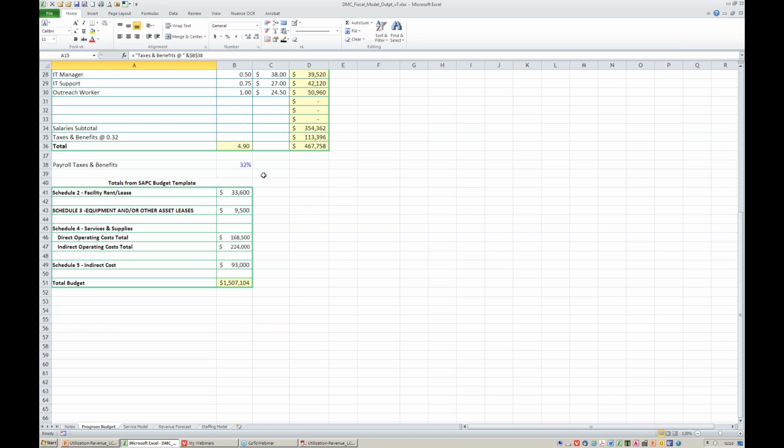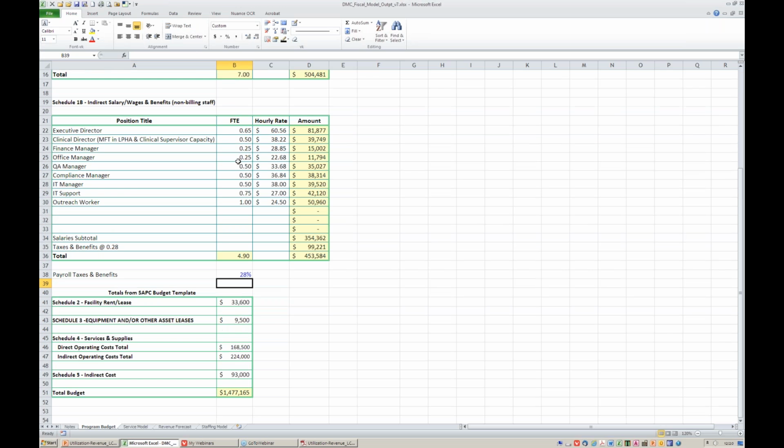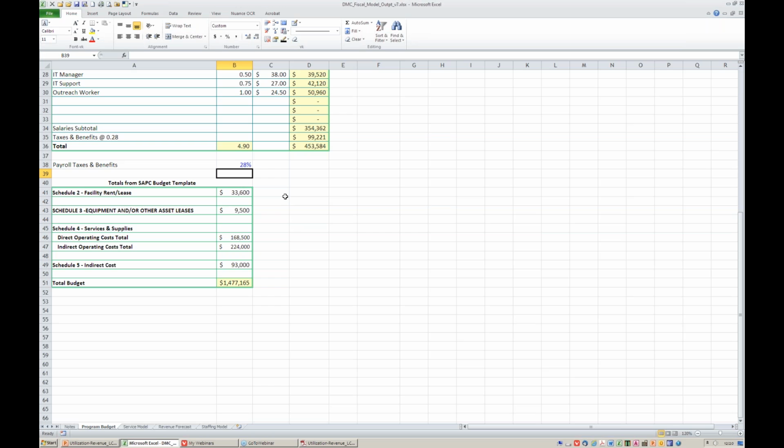And here, if your benefits are actually 28%, put in 0.28. There you go. It makes a change. So there we've got all your staffing costs. This is pulled just directly out of the SAPSI budget.